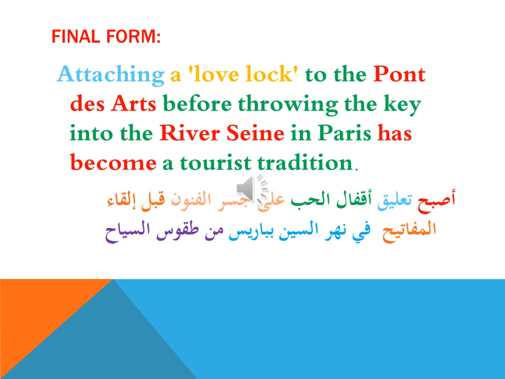Okay, so as we did in the previous examples, we have to look finally on the final form. هنبص على الشكل النهائي هنقول، وده مش افضل حاجة زي ما قلنا، ممكن افضل من كده، نقول اصبح تعليق اقفال الحب على جسر الفنون قبل القاء المفاتيح في نهر السين بباريس من طقوس السياح او عادة سياحية.